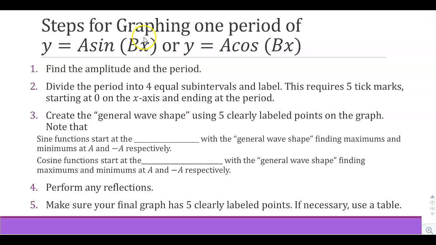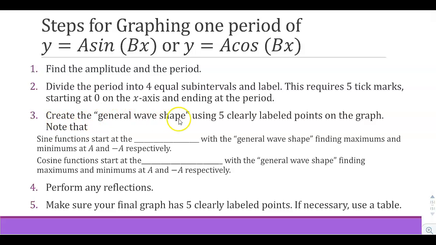Let's go ahead and break down the steps for graphing one period of a sine bx or a cosine bx. So we just went through an example, and first we found the amplitude and the period. The second step was to divide the period into 4 equal subintervals and label, and this requires 5 tick marks starting at 0 on the x-axis and ending at the period. So this step was that quarter period part.